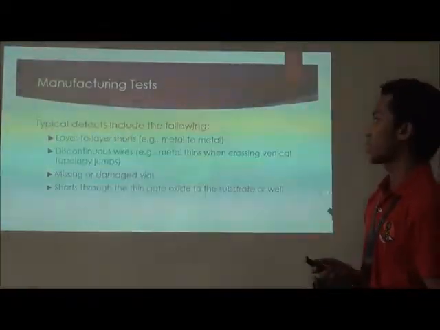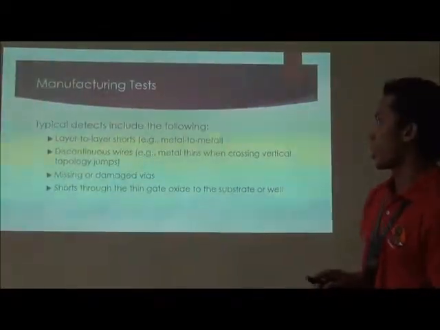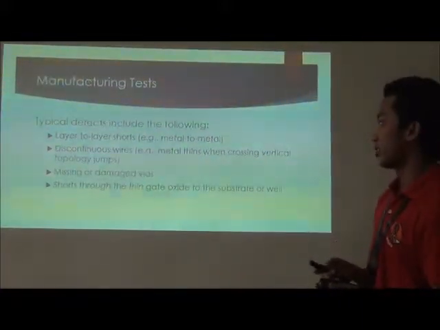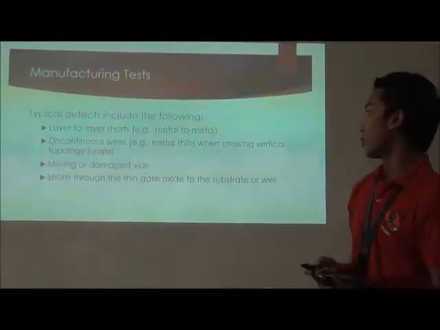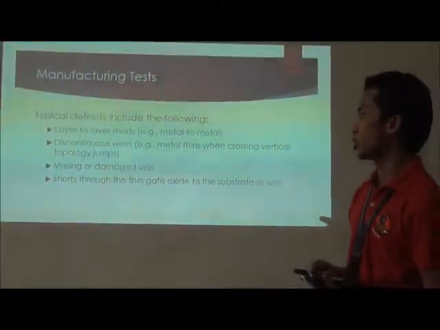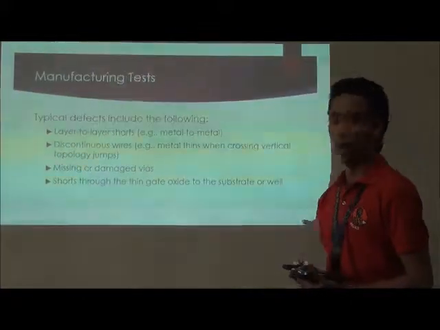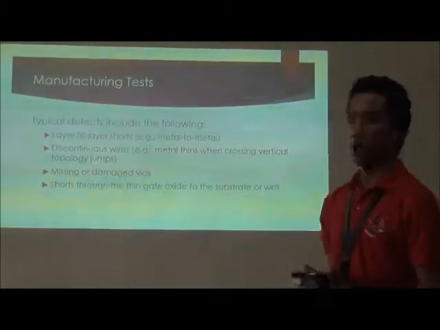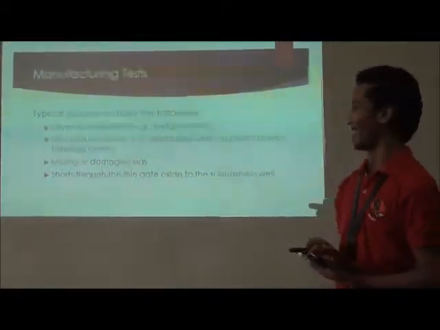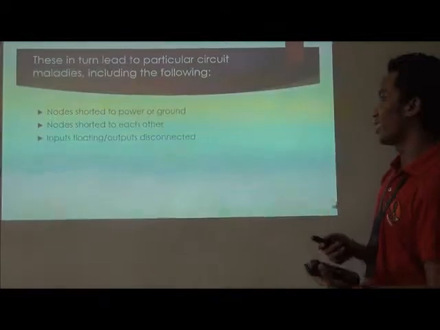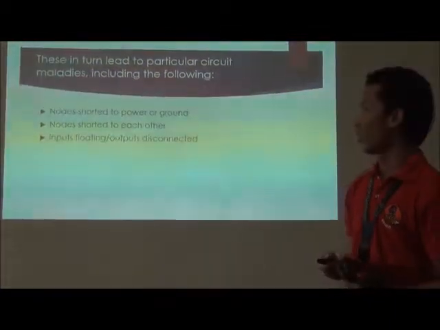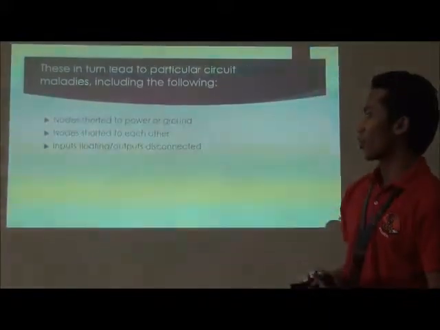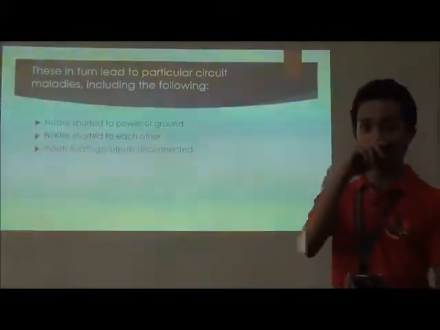The manufacturing test. The typical defects include the following. First is layer-to-layer shorts, or metal-to-metal. Next are discontinuous wires, for example, metal breaks when crossing vertical topology jumps. Third are missing or damaged vias. Next, we have shorts from the gate oxide to the substrate or the well. These in turn lead to particular circuit maladies, including the following: nodes shorted to power or ground, nodes shorted to each other, or inputs floating or outputs disconnected.